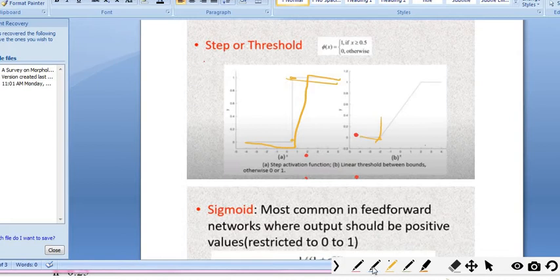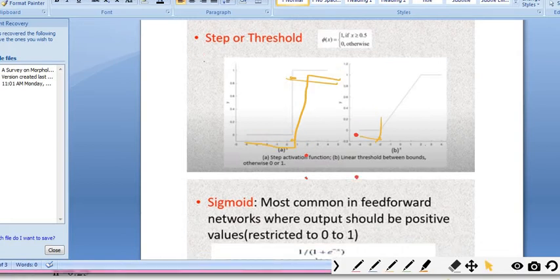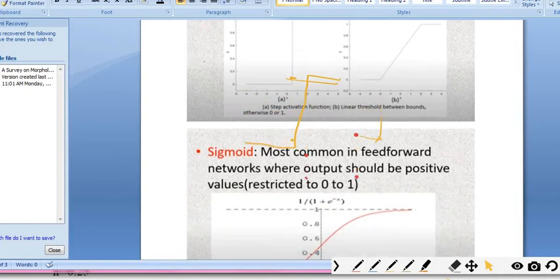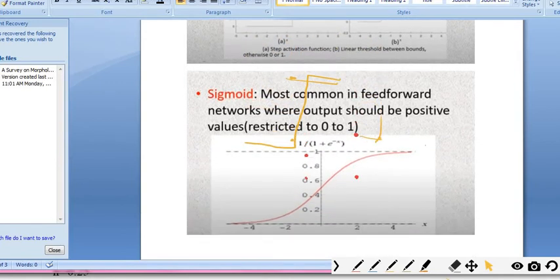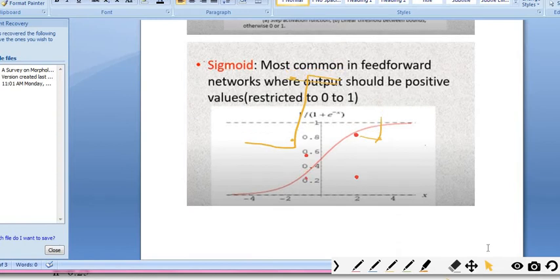Then the next activation function that we are using is the sigmoid function, and most of the time in the examples we use this sigmoid function. If you want your neural network to predict the value correctly, most of the time we use the sigmoid function.